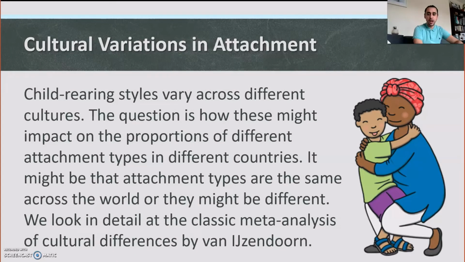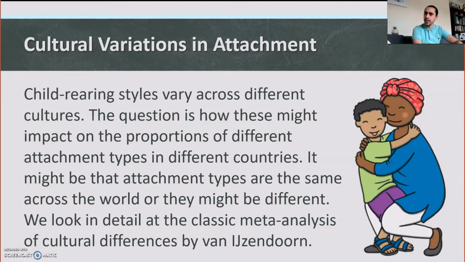Child rearing styles vary across different cultures. The question is how these might impact on the proportions of different attachment types in different countries. It might be that attachment types are the same across the world, or they might be different. We look in detail at this classic meta-analysis of cultural differences by Van Ijzendoorn.